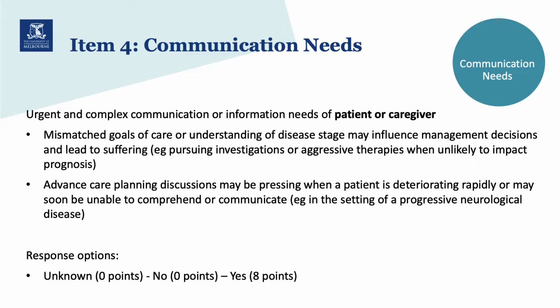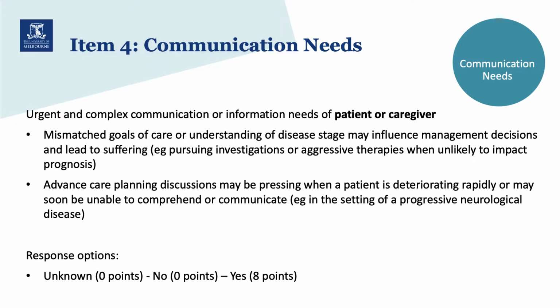Item 4 is communication needs. So this is urgent and complex communication or information needs of the patient or the caregiver. So either can flag here, and sometimes they are disparate. They have different needs. One has needs, one doesn't, etc. So either can flag. And just a couple of examples here. Coming out of our qualitative work, mismatched goals of care or understanding of the disease stage might influence management decisions and lead to suffering.